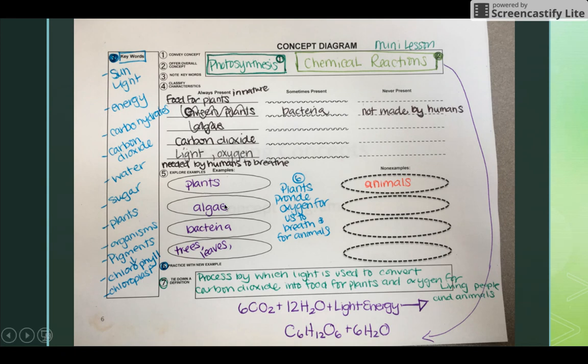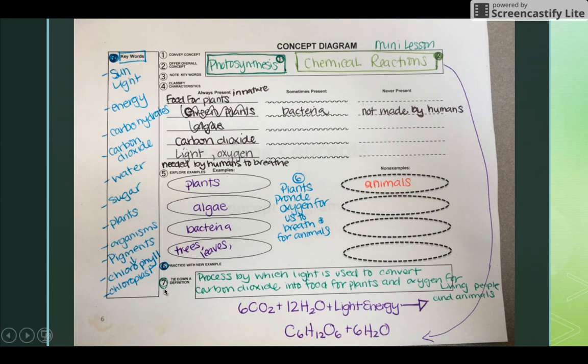And examples would be plants, algae, bacteria, trees, leaves, anything that's green. Non-examples, I wrote animals. I probably should have put more in here, like humans. And then for number 6, it says practice with new example. I just put plants provide oxygen for us to breathe and for animals. I didn't want to forget that part.